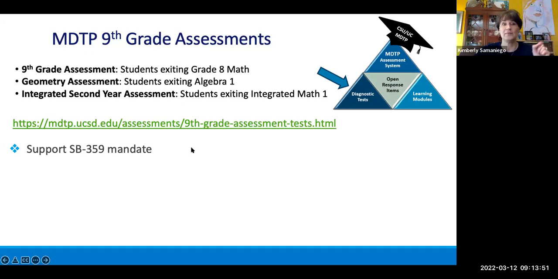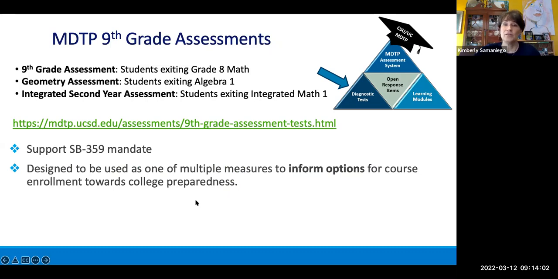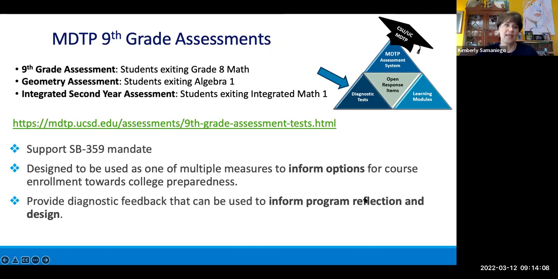Miliano and I will talk deeply about this in our session if you're interested in the readiness versus these assessments, the 9th grade assessments. They are designed to be used as one of multiple measures to inform options for course enrollment towards college preparedness. And they also are diagnostic. So they're part of our diagnostic system.